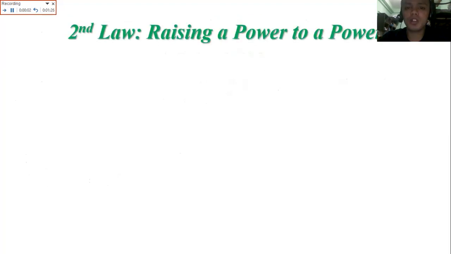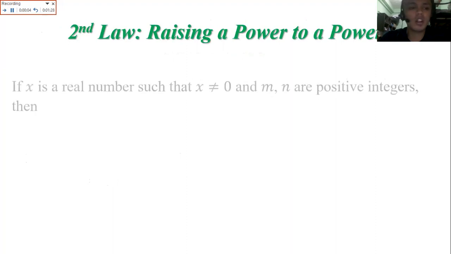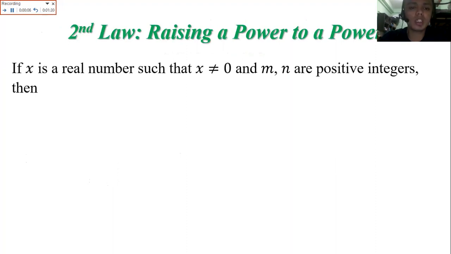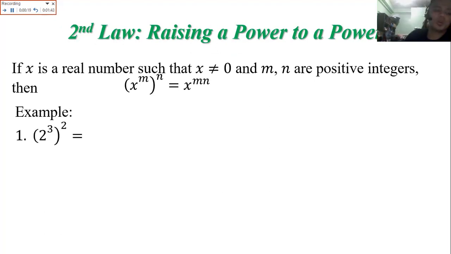Second law of exponent, which is raising a power to a power. If x is a real number such that x is not equal to 0 and m, n are positive integers, then we have x raised to m, raised to n, is equal to x raised to mn. Example here, now we have 2 cubed raised to 2. So you can see dalawang exponent ang ginagamit natin dito with only one base. Ang gagawin natin dito is to copy the base, then multiply the exponents. Now, 2 raised to 2 times 3, that would be equal to 2 raised to 6.